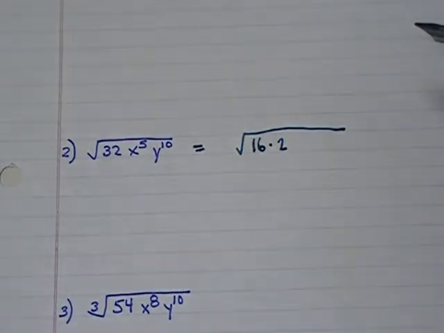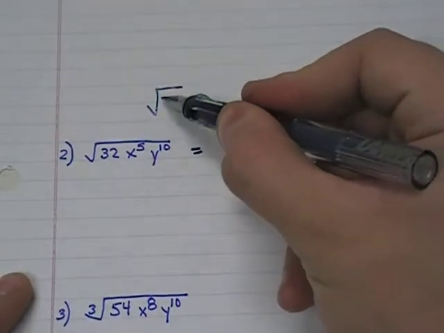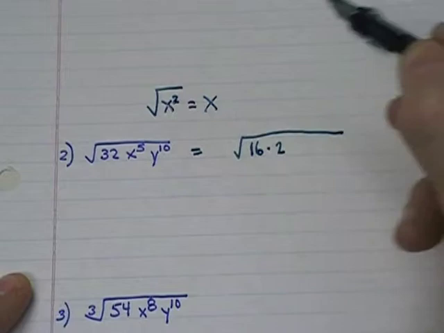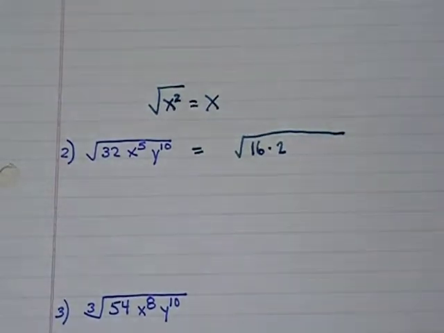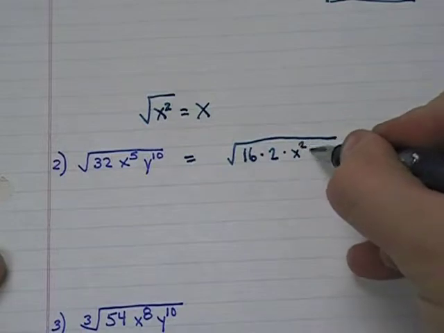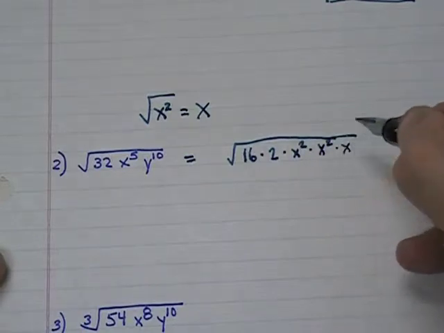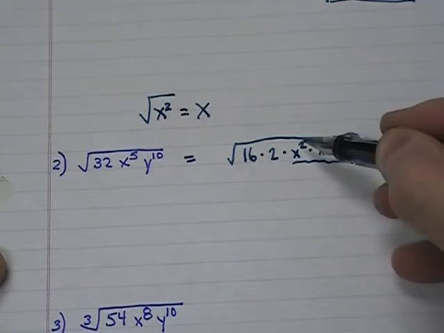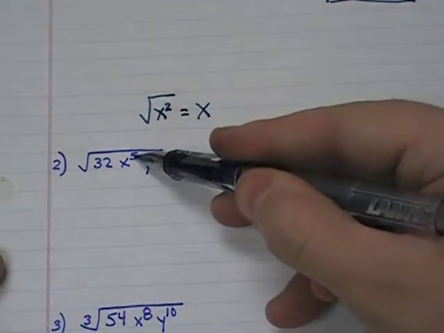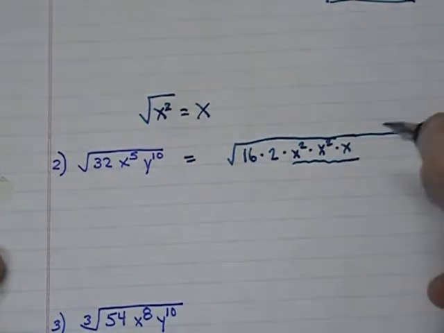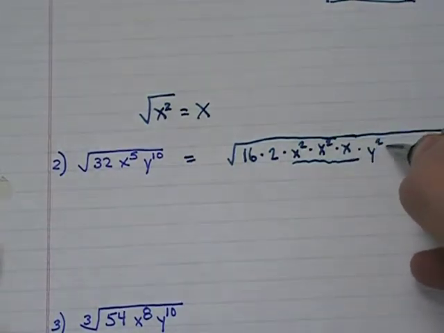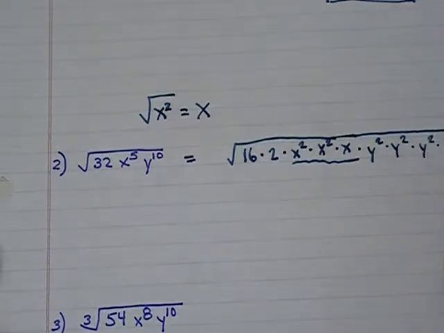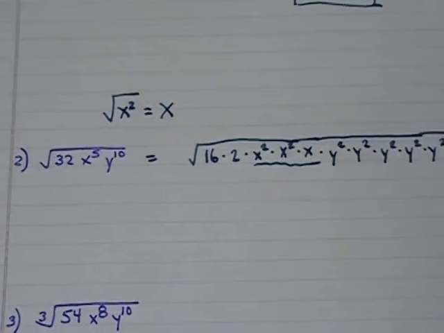there are two ways to do this. One is to break it into quantities that you can take the square root of. Well, the square root of x squared, and I'll write this down, the square root of x squared is x, okay? And so I can break this into x squared times x squared times x, right? Because when we multiply, 2 plus 2 plus 1 makes 5. And then, of course, the same thing can be done with y. I can do y squared, y squared, y squared, y squared, y squared, right? 2, 4, 6, 8, 10.